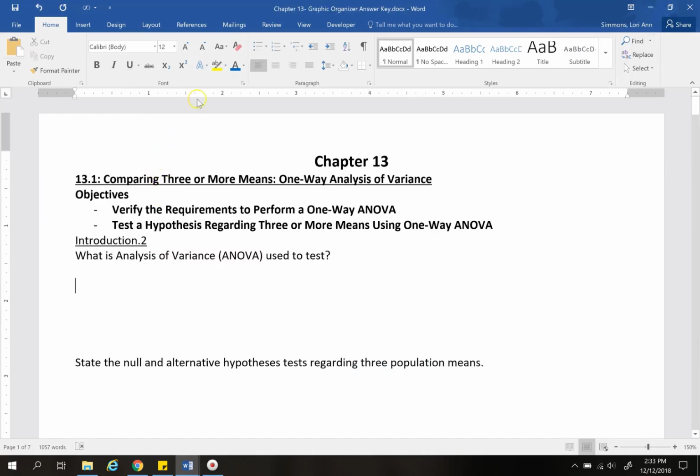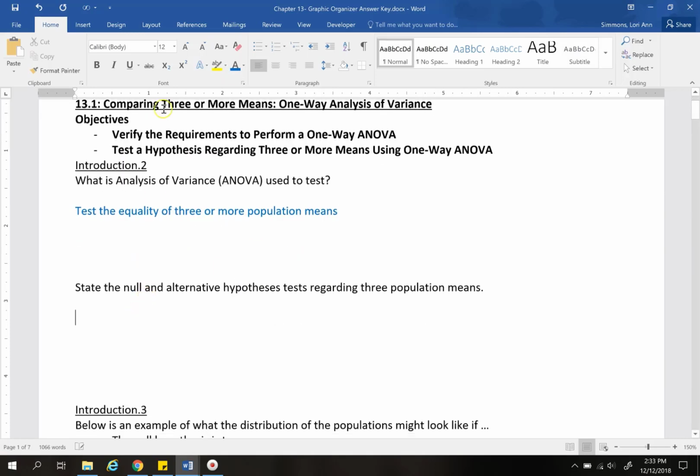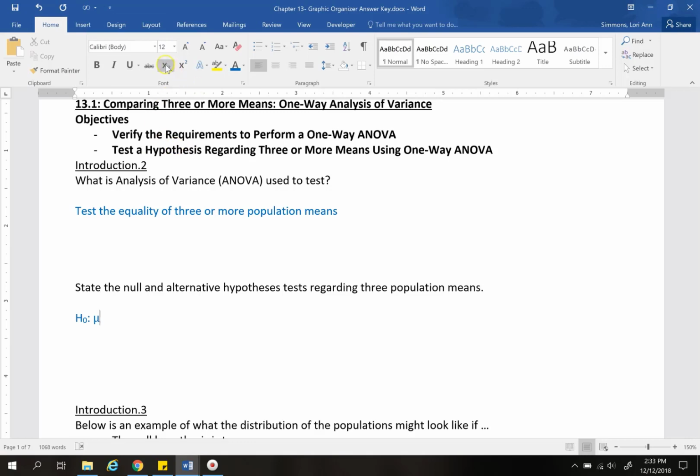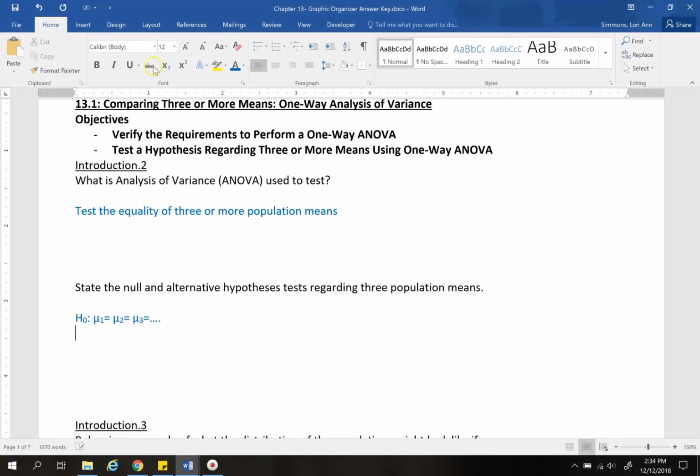What is analysis of variance used to test? It tests the equality of three or more population means. The null hypothesis is that mu1 equals mu2 and mu3, and so on, for however many mu's you have.